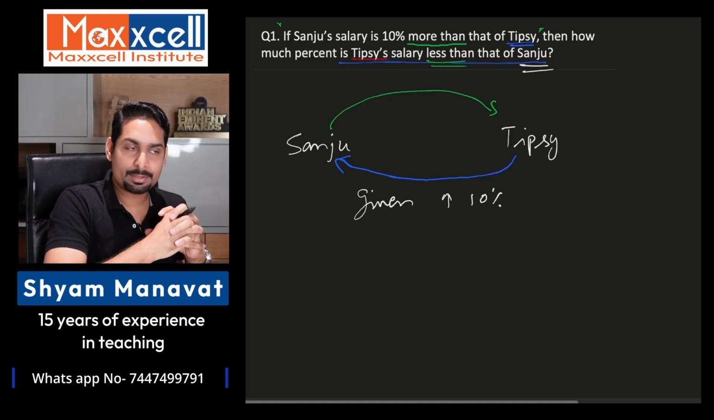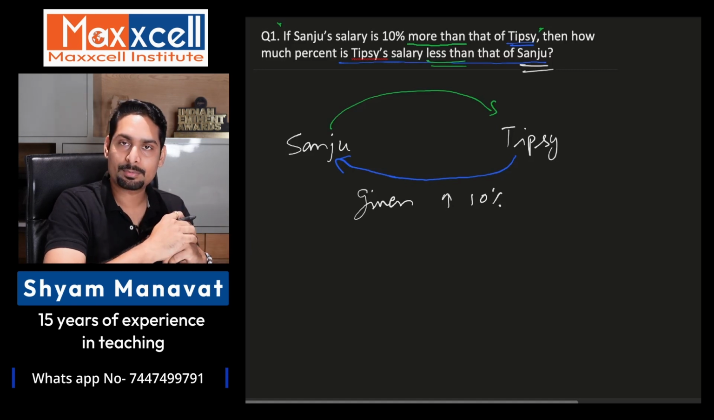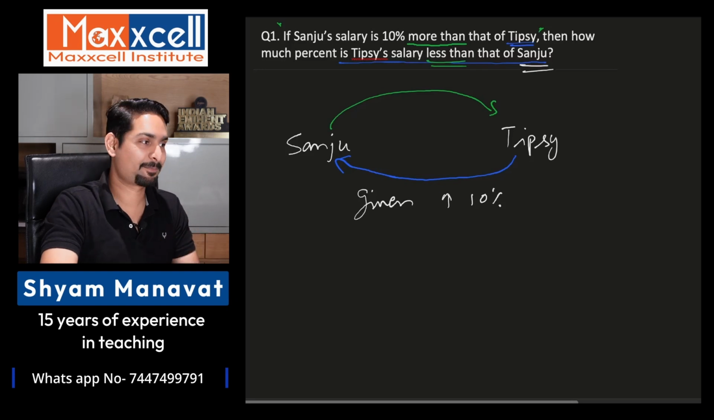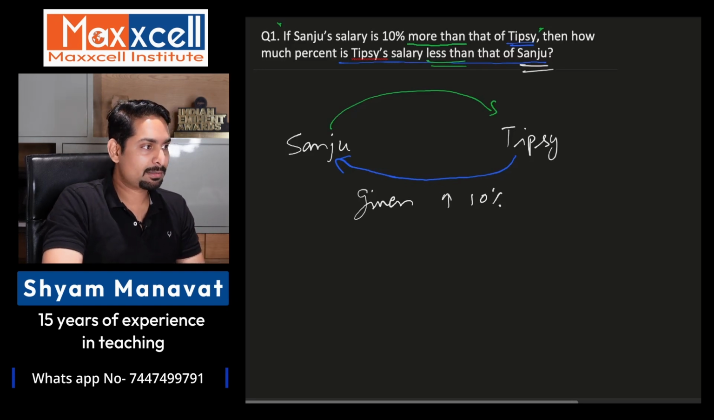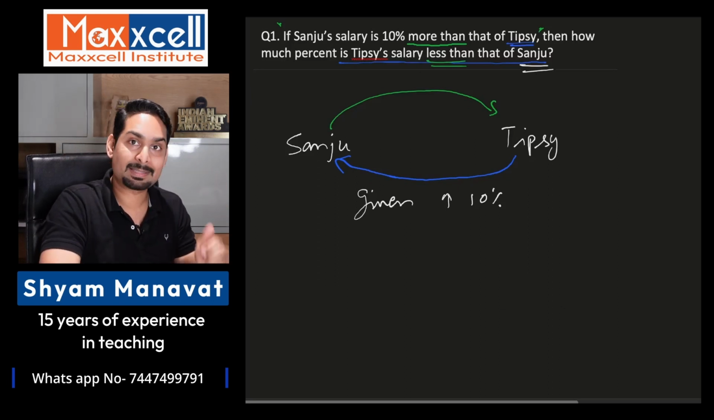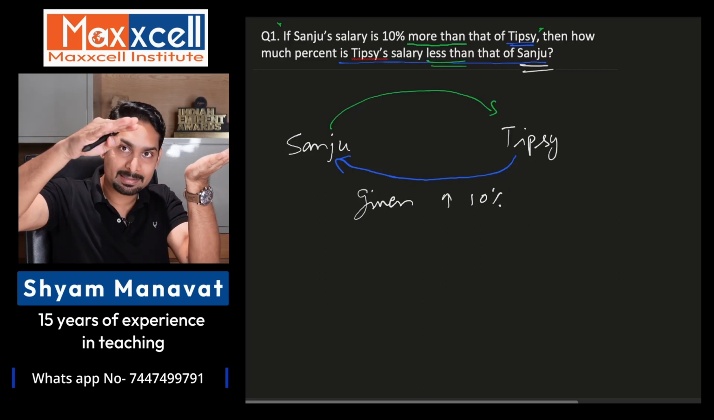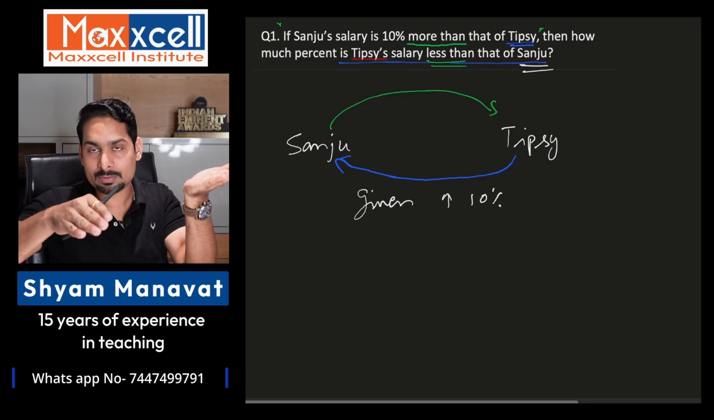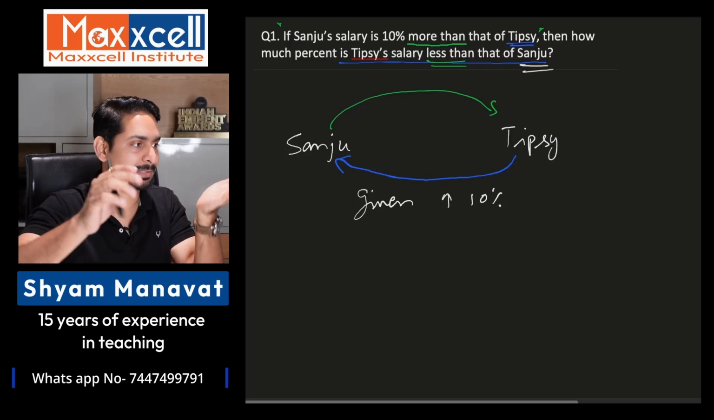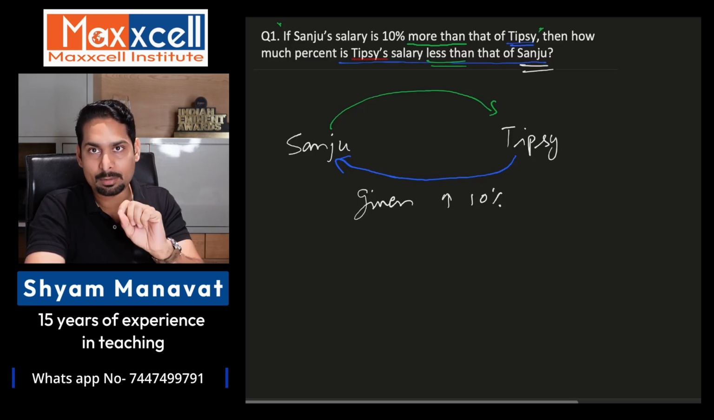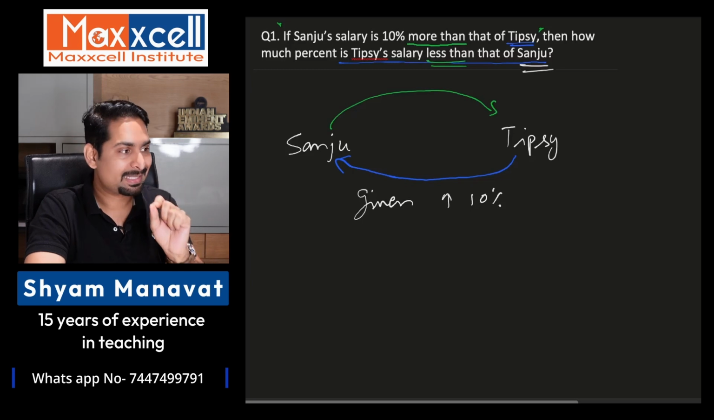So is this diagram clear to you? Is this expression clear to you? If not, please write in the comment box. I will simplify this for you maybe in the next class. Okay, so base value is clear. Sanju is the base value. Now from Sanju we want Tipsy. Of course, Sanju's salary is more, Tipsy's salary is less. So the question is, if you look at Sanju, then Tipsy's salary is what percent less?